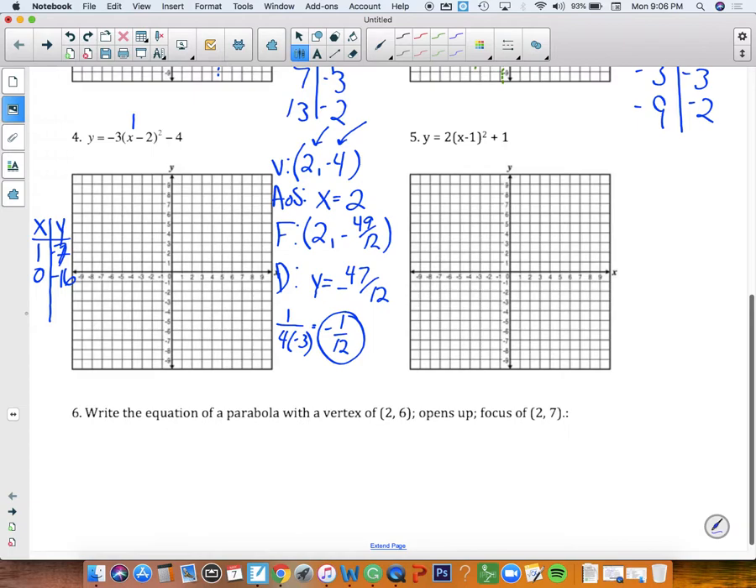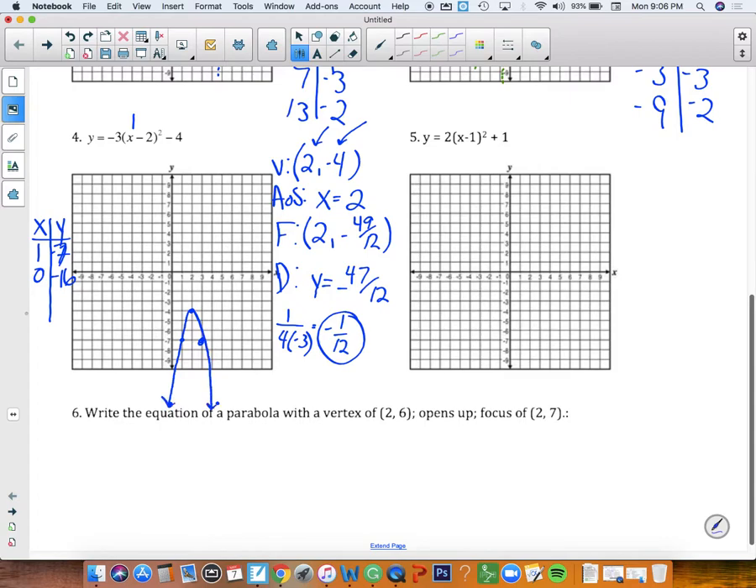All right, so 2, negative 4 is my vertex. And 1, negative 7. And then 0, negative 16. We'll just say it's down there. Kind of like that. Missed it a little bit, but that's okay.